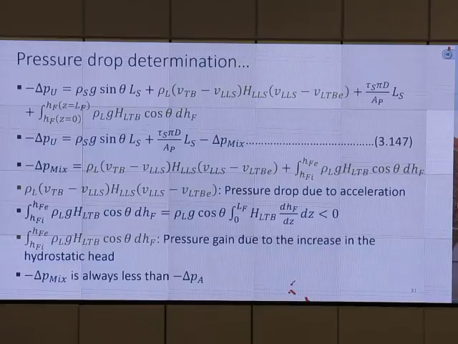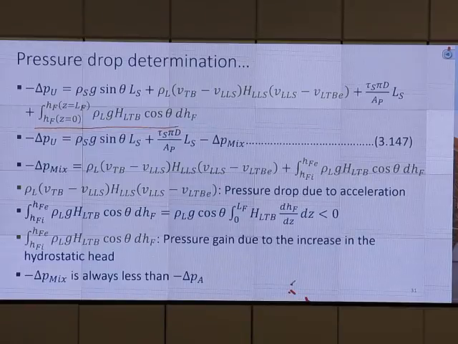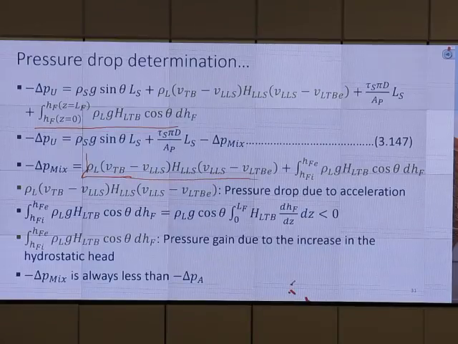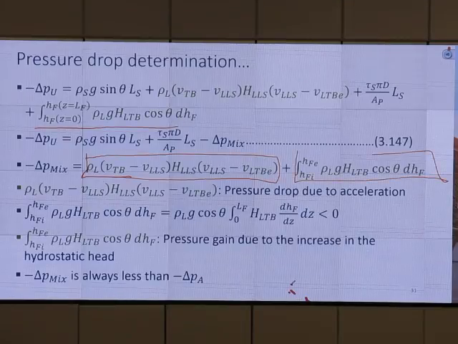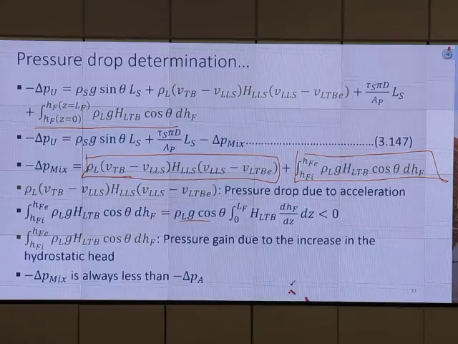So let's evaluate the last term. Delta P mix, when we derive it from Taitel-Barnea, has the first term, the accelerational term, and the second term, which is the lifting term. If we look at the lifting term, that rho g cosine theta is not a function of z or Hf, right? We can take it out.